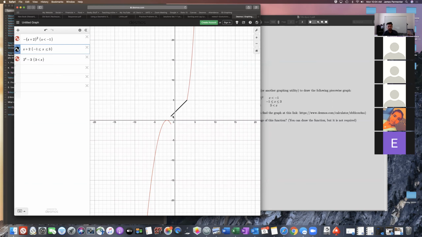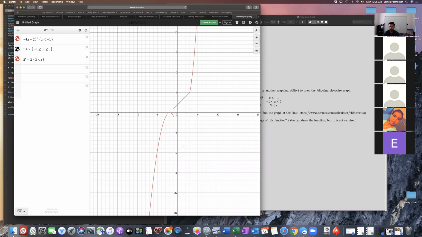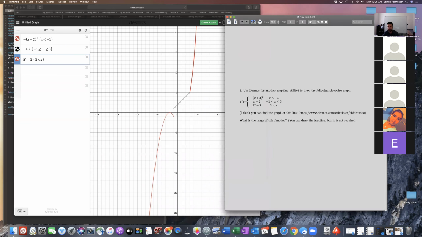And I don't want to say the entire answer, but it looks like the range goes all the way from negative infinity up to 0, right? All the y values go from negative infinity to 0. And we're missing the y values between 0 and 1, but then we have all the y values from positive 1 up to forever and ever to infinity. So that's what I would say about that.